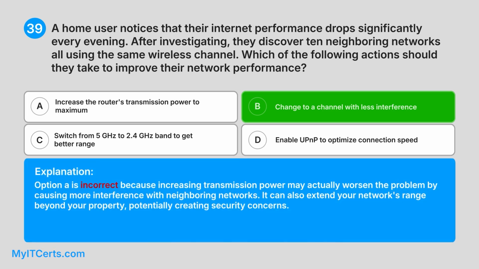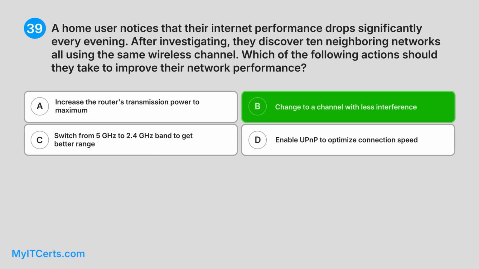Option A, increase the router's transmission power to maximum, is incorrect because increasing transmission power may actually worsen the problem by causing more interference with neighboring networks. It can also extend your network's range beyond your property, potentially creating security concerns.